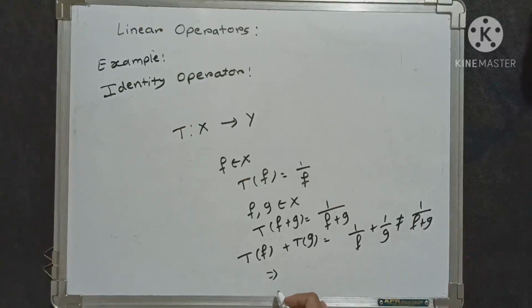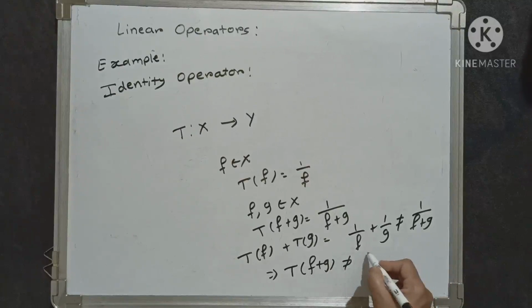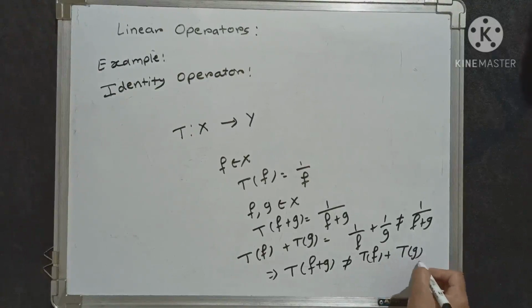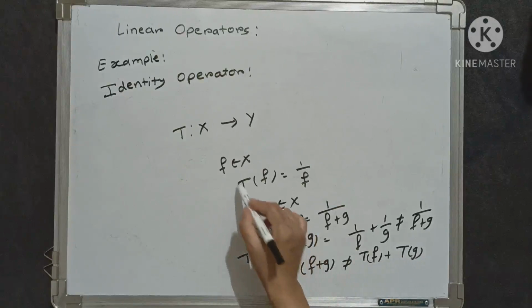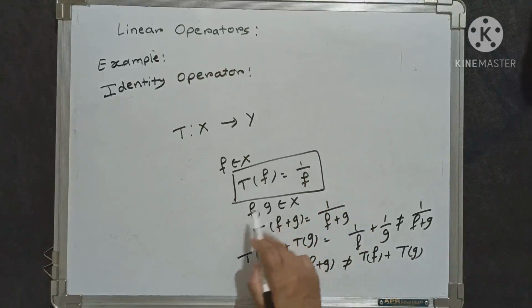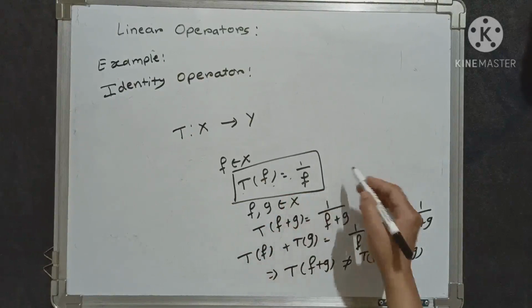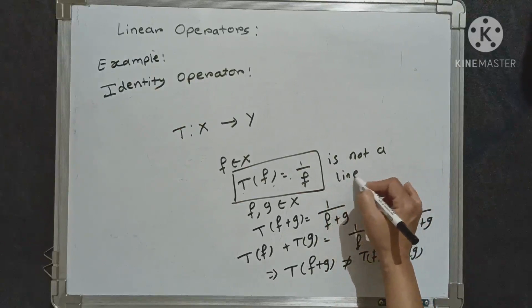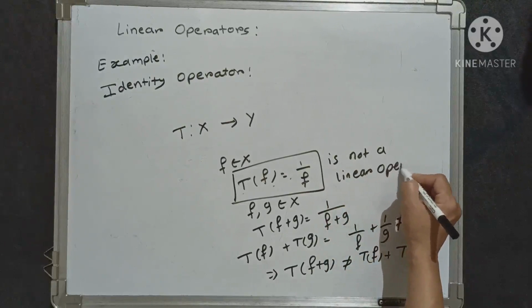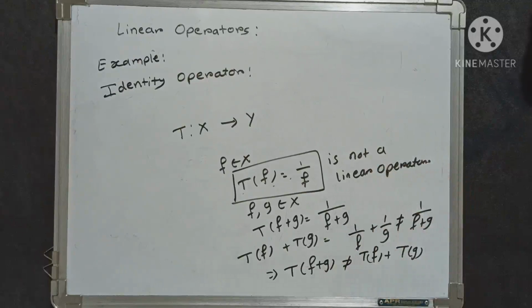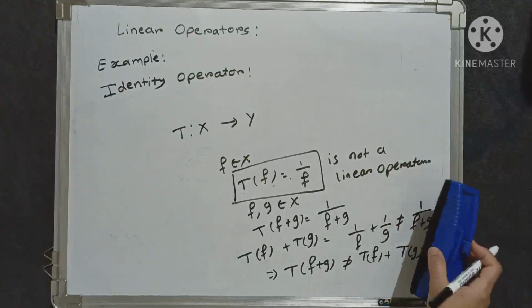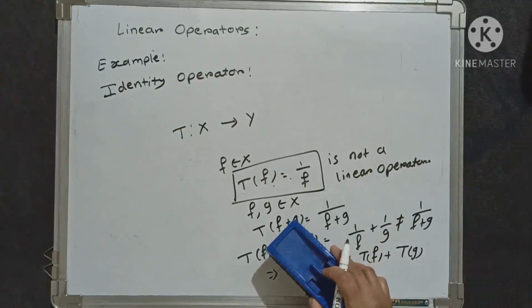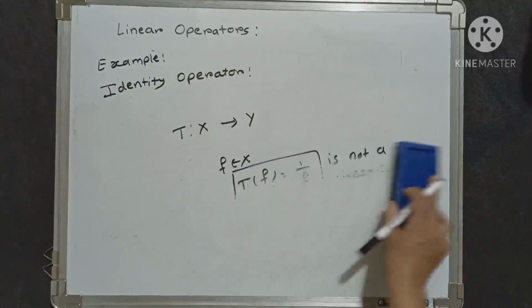Then in this case we get that T of f plus g is not equal to T of f plus T of g, and therefore we say that the operator T defined like this, T of f equals 1 by f, is not a linear operator. This is the example of an operator which is not linear.